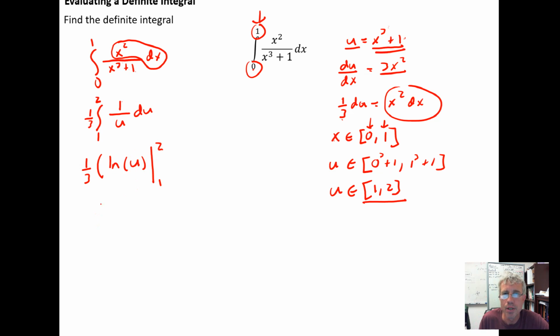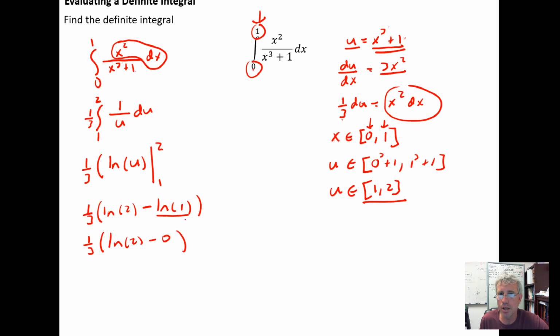And now we're going to use the fundamental theorem of calculus to evaluate this the rest of the way. We know that we plug in the upper limit of integration minus, and then we plug in the lower limit of integration, and we're going to get 1/3 times the natural log of 2 minus 0.